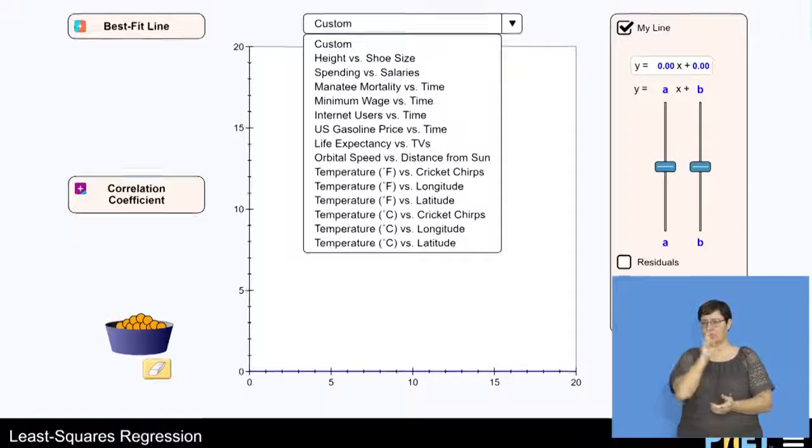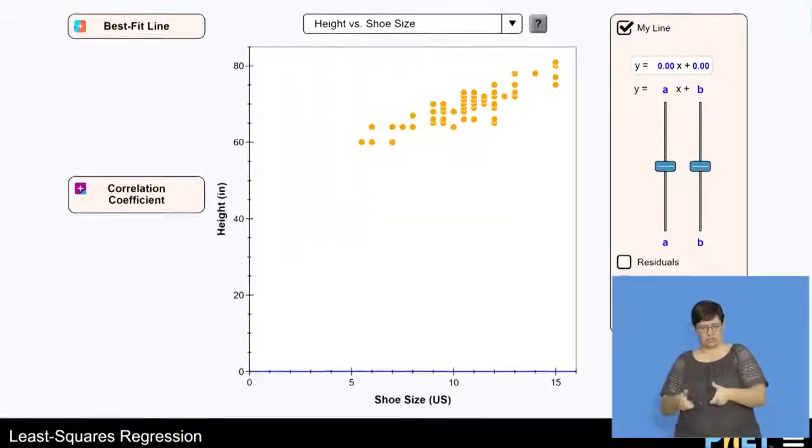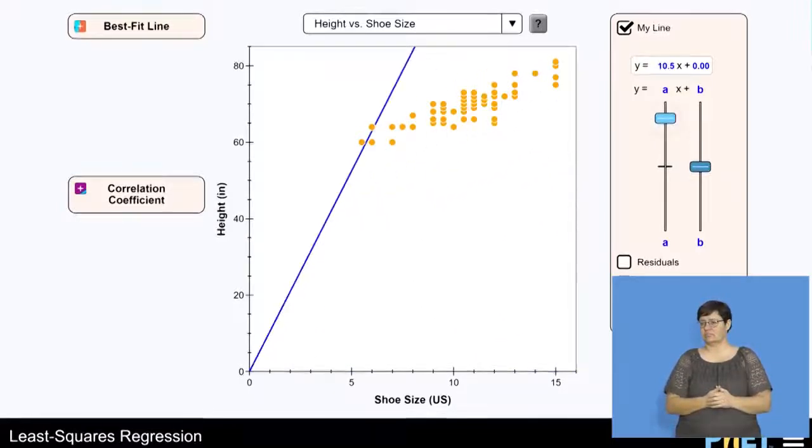Let's look at height versus shoe size. The data looks like that. This is the shoe size, and this is the height. We can see that the points are close together. If we draw a straight line through those points, we can see we're going to get a positive gradient.